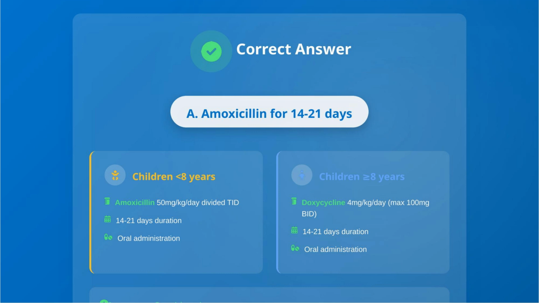The correct answer is A. Amoxicillin for 14 to 21 days. For children younger than 8 years, amoxicillin at 50 mg per kilogram per day divided 3 times daily is recommended. For children 8 years and older, doxycycline at 4 mg per kilogram per day, maximum 100 mg twice daily, is preferred. Intravenous antibiotics are rarely needed unless there is central nervous system involvement. Single-dose regimens are insufficient for treating Lyme disease.